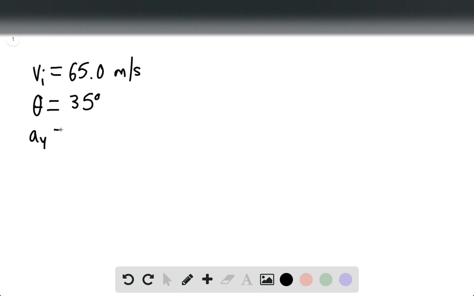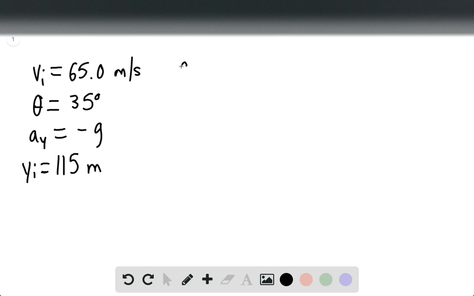So you have some givens. The projectile fired off the cliff has an initial velocity of 65.0 meters per second. It's fired at an angle of 35 degrees. We're going to say that the acceleration in the y direction is negative g, and then we can say that y initial is going to be 115 meters. So it's being fired off the cliff. We're going to say that the cliff is 115 meters high, so that's our y initial.